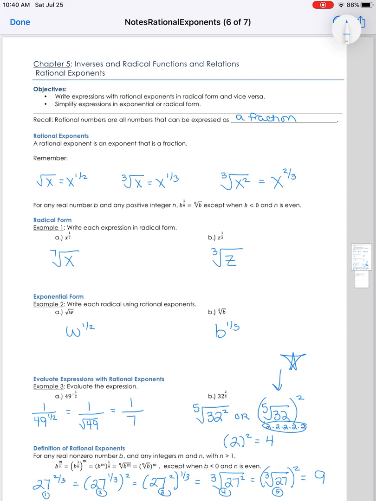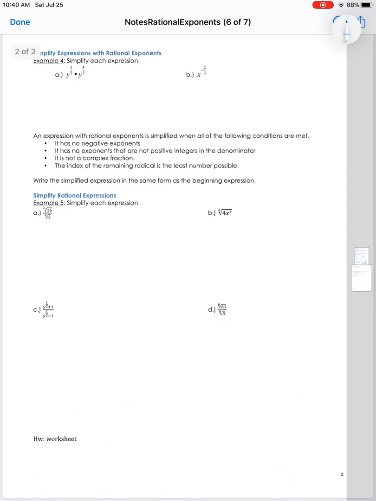In terms of radical form, this is the 3rd root of 27 squared, which is the same thing as the 3rd root of 27, whole thing gets squared, which gives you a final answer of 9. So this is 1, 2, 3, 4, 5 different ways of writing the same exact problem, and the final answer is equal to 9.